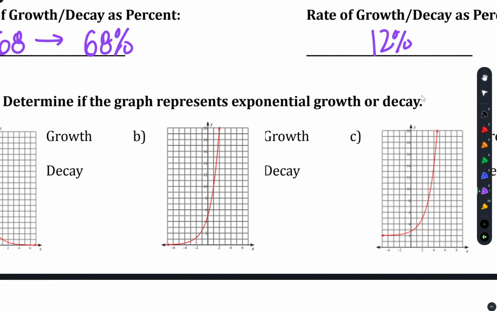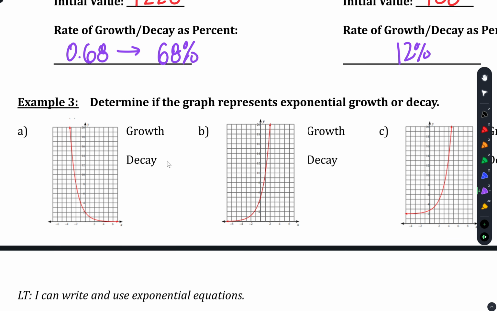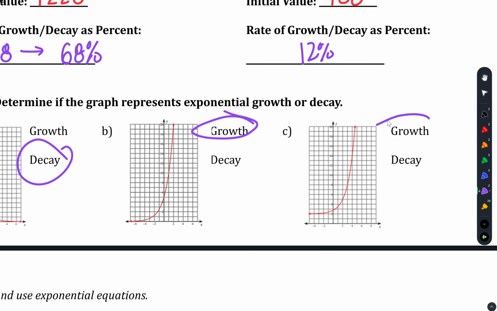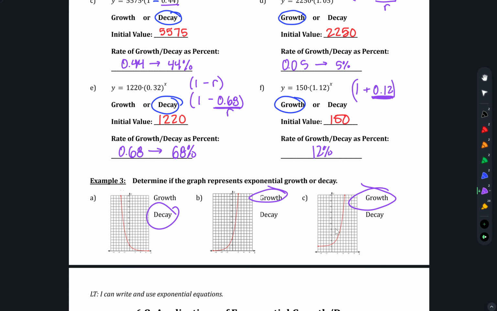Okay, we can just rapid fire these. Letter A, growth or decay? Letter B, growth or decay? Letter C? Beautiful. And we're done. Any questions?